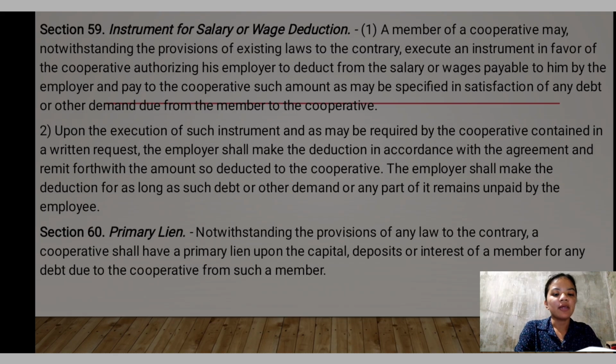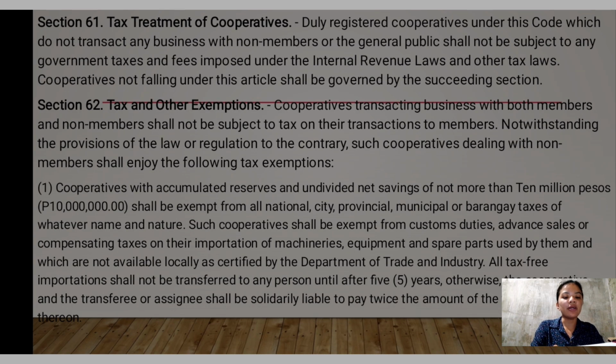Section 60, this provision ensures that the cooperative can prioritize recovering debts owed by a member by claiming the member's capital, deposits, or interest before other creditors. Section 61 outlines the tax treatment for cooperatives. First, cooperatives registered under this code that do not engage in business with non-members or the general public are exempt from government taxes and fees imposed under internal revenue laws and other tax laws.